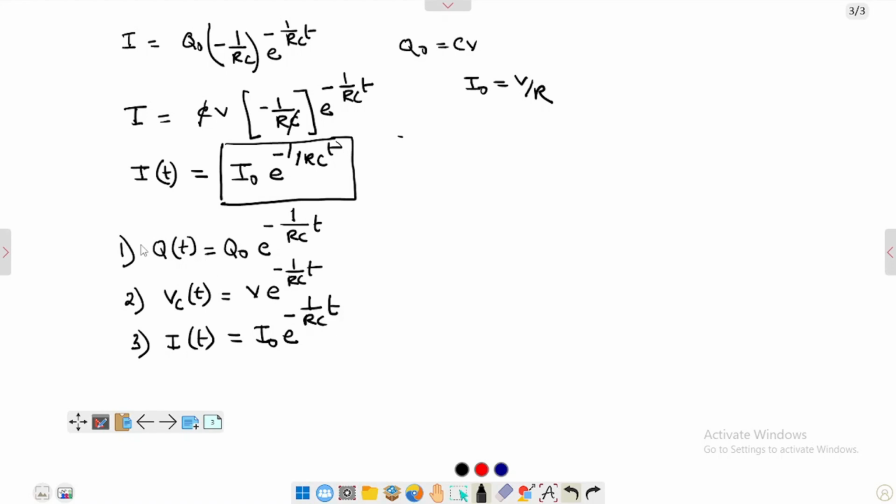Now, from all the derivations with these three equations, we see that all of them are exponentially decaying functions. That is, when t tends to infinity, charge, voltage, and current all become zero. That means after a long period of time, the circuit will get totally de-energized and stop working. There will be no current and no voltage present in the circuit.